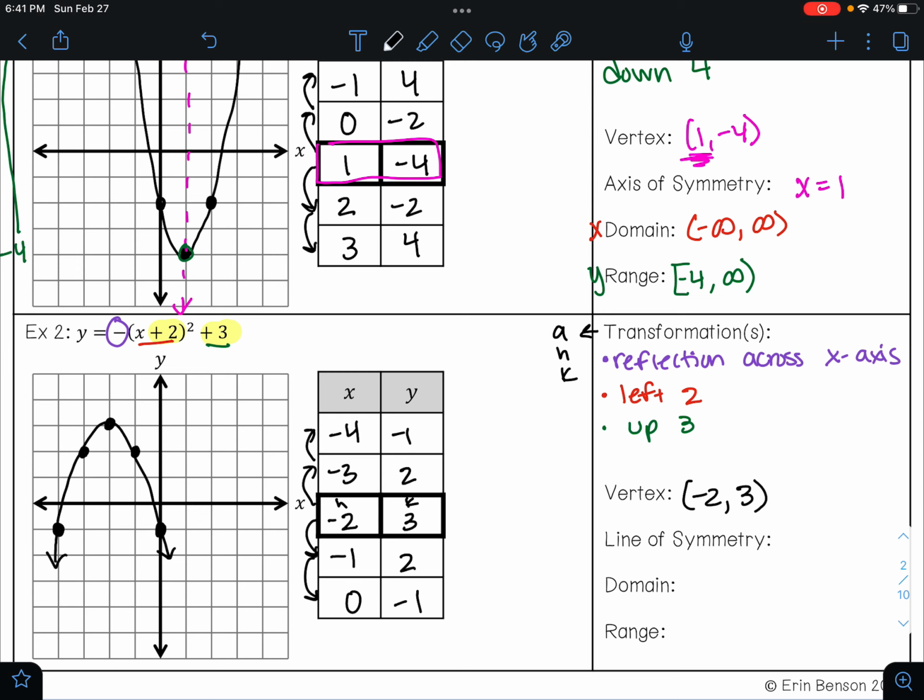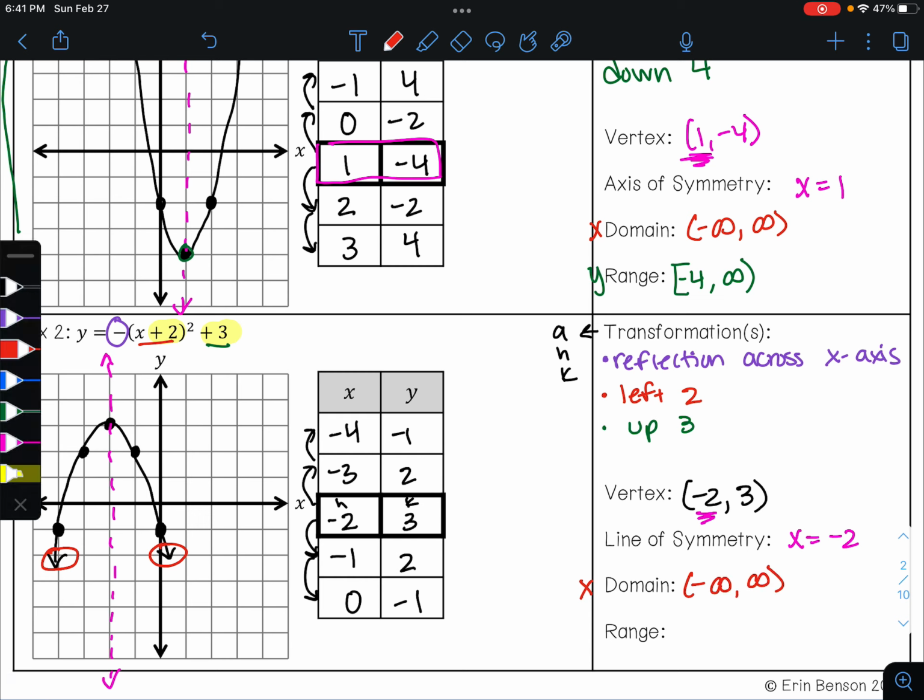Remember that your line of symmetry is a line that goes straight through your vertex. That line is always x equals the x coordinate of your vertex. So that equation is x equals -2. Your domain are your x values from left to right. Our graph is going to the left forever and going to the right forever. So our domain is from -infinity to +infinity.